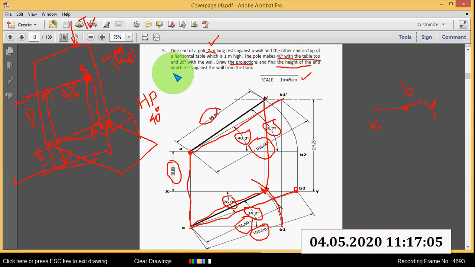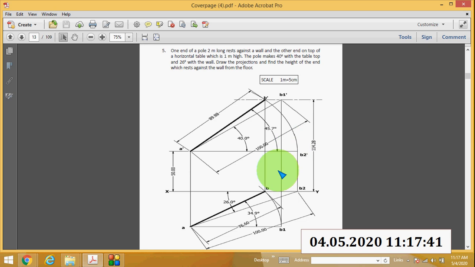Then what is the next step? What is the height of the end which rests against the wall from the floor? Floor means this XY line. From the XY line to this locus line, the distance is 114.28 millimeter. This is the distance of the point B which rests against the wall from the floor. This is in millimeter, so you have to convert it into meter with the help of this scale. In this way, with the help of this line rotation method, you can solve this problem.